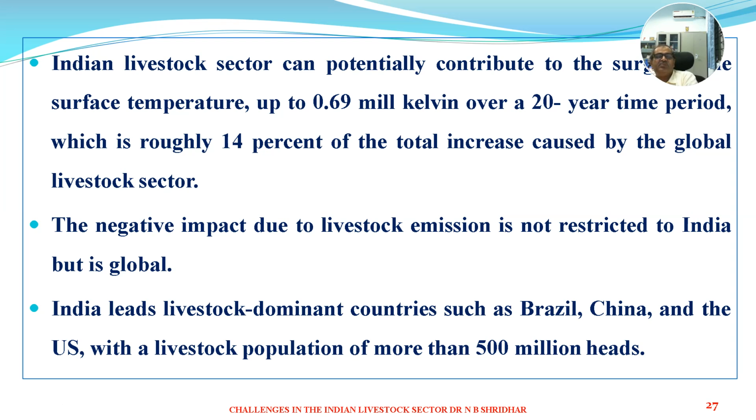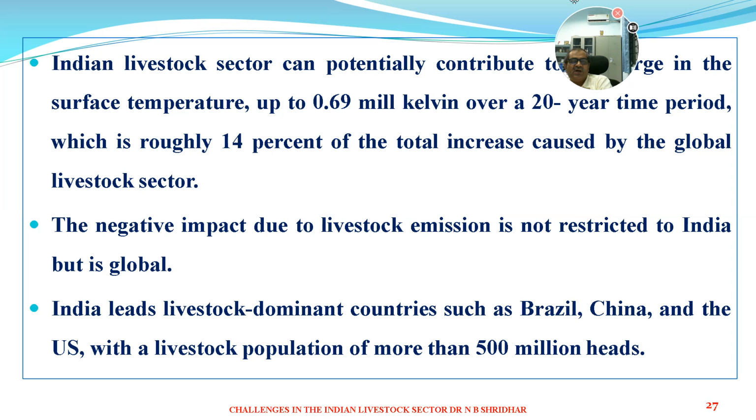Then the Indian livestock sector can potentially contribute to the surge in the Earth's surface temperature, or global warming, to the extent of 0.69 milli-Kelvin over a 20-year time period, which is roughly about 14% of the total increase by global livestock. So it is highest. The negative impact of global warming due to livestock emission is not restricted to India, but is universal wherever animals are there. Not only domestic cattle, but also wild ruminants add to the methane. India leads in livestock population, with Brazil, China and the US also having more than 500 million heads. It stands number one in the globe.